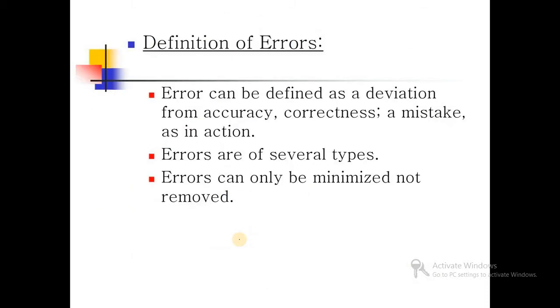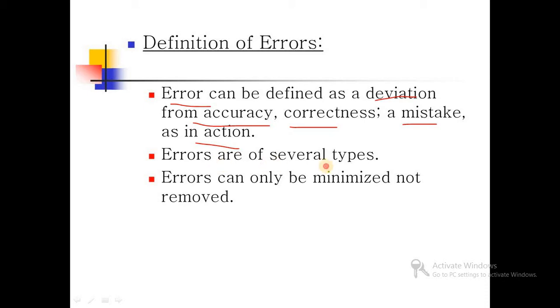First we will see the definition of error. Error can be defined as a deviation from accuracy. When error occurs in any analytical technique, then there is no accuracy, or there is a deviation from correctness, or a mistake, as in an action.